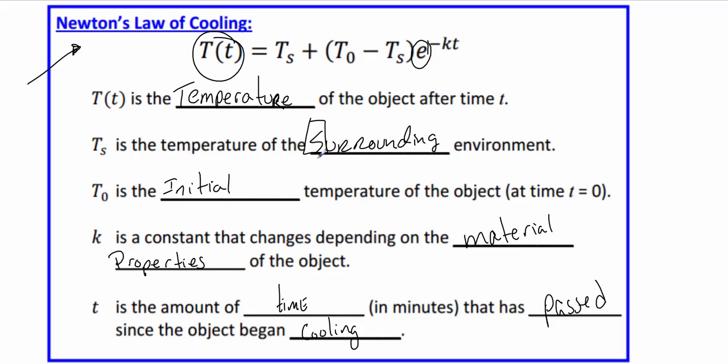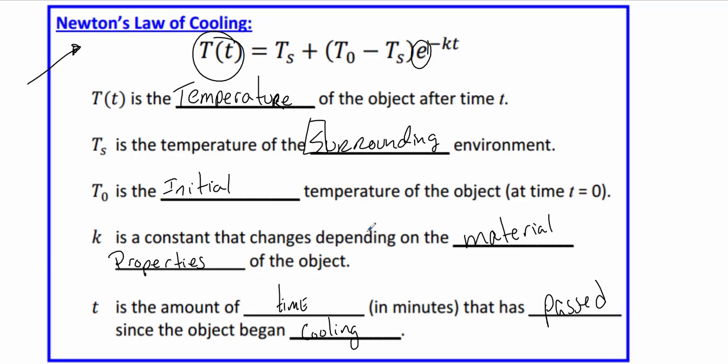You notice I underlined or boxed the S there because T sub S is the surroundings. So that's like the room temperature. If your room is 107 degrees, because you're in a hot yoga class or a sauna, then it's going to be a little bit different. T sub 0, or T sub naught, is the initial temperature of the object. Okay, initial, this is what it starts at.